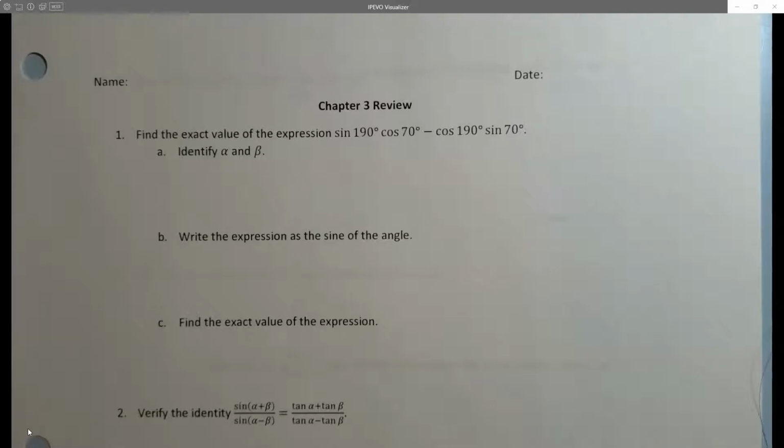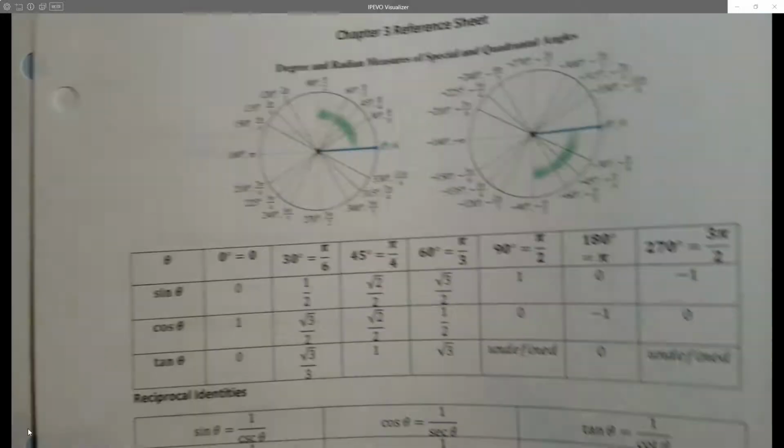Okay, so in this video I'm going to be going over the Chapter 3 review. Number 1 is having me start off by finding the exact value of the expression sine 190 cosine 70 minus cosine 190 times sine 70. So remember, I'm allowed to use my reference sheet on this.